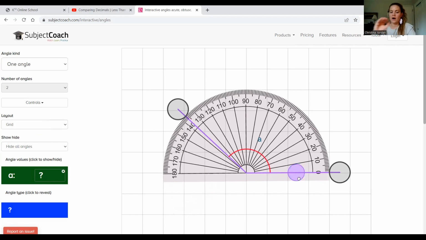I've got the 0 on one of my rays there, and let's go see where the other ray lands. Well, my ray right here is not at 130 and it's not at 140, it's between there, it's somewhere around here, right? So if I count the little tiny measures there, 1, 2, 3, 4, 5, and 6, I think we're at about 136 degrees for this angle.